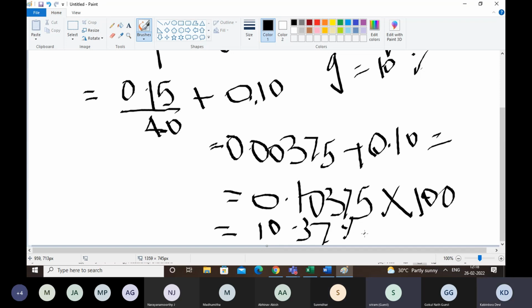10.375. So the actual return from the stock he will get is only 10.37. But how much is his expected return? 20 percentage. When his expected return is 20, but the stock return is only 10.37, do you think he has to pick up the stock? No, ma'am, because it is not even 50% of the expected return. So he has to look out for alternative means. Understood? This is one method.